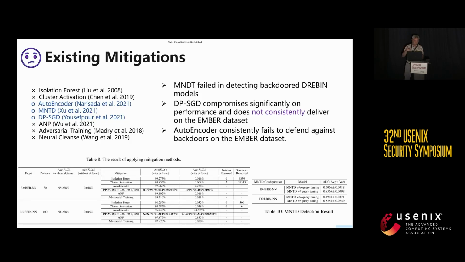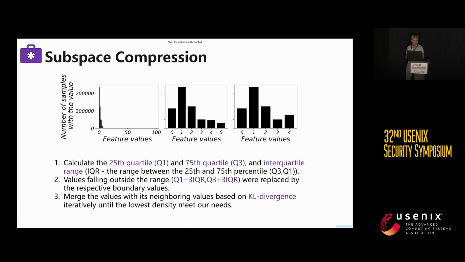We also work on a lot of mitigation techniques, and we find that they are actually not effective in detecting our backdoors. And we also introduced a way of compressing the subspace. Remember, this vulnerability comes from the fact that the features take a large range of values. So if you can compress that large range of values into smaller buckets, that would be an effective countermeasure to this particular backdoor injection attack.